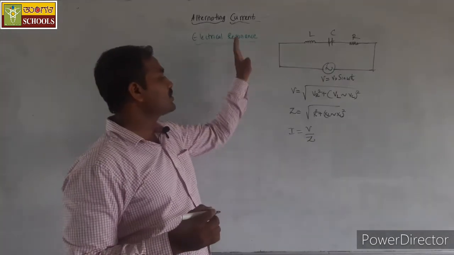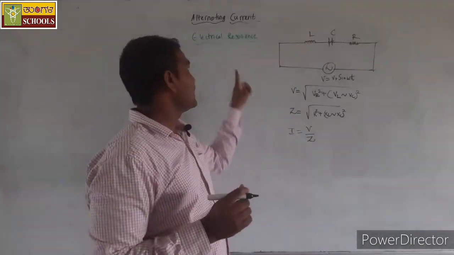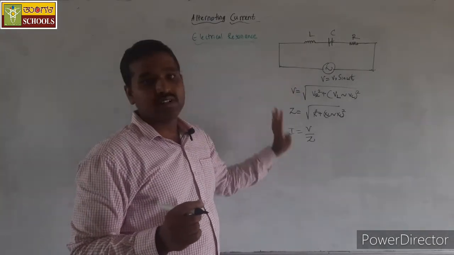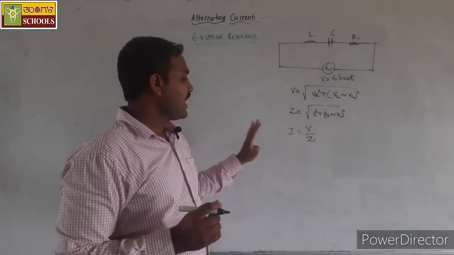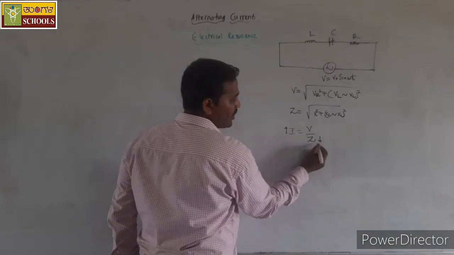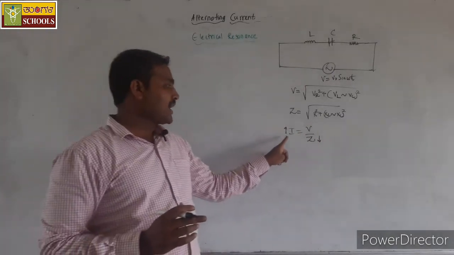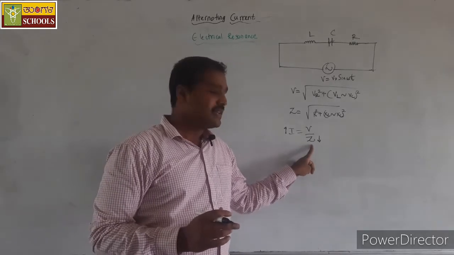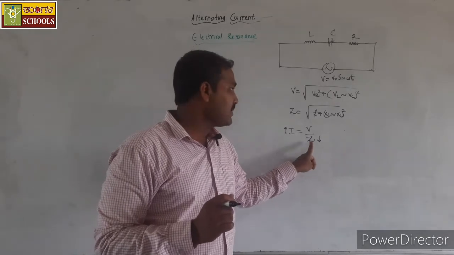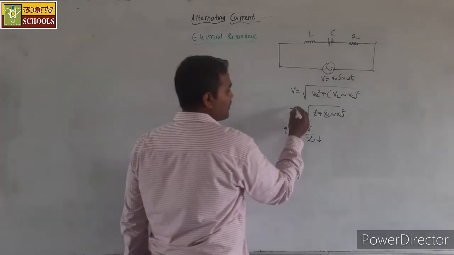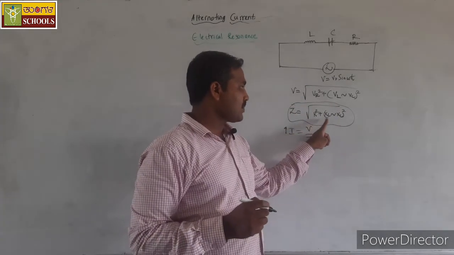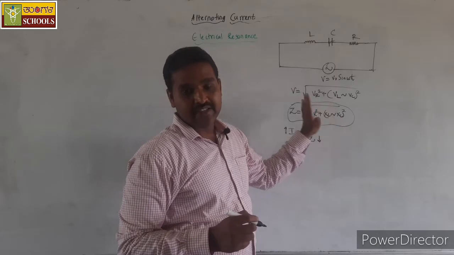Okay, electrical resonance is the condition at which the current in the LCR circuit is maximum. Yes, and to get the maximum value of current, we have to have the minimum value of the impedance. So for the maximum value of the current, the impedance has to be minimum. And how to attain the minimum value of impedance? For that, observe the equation of this impedance. Z is given by square root of R square plus XL minus XC whole square.